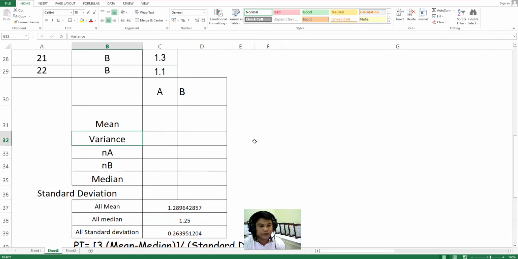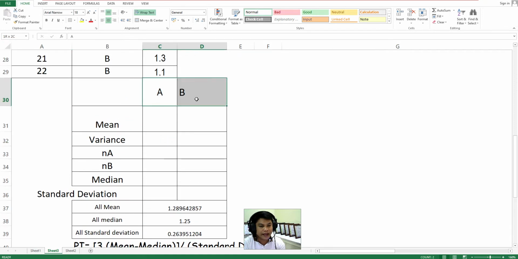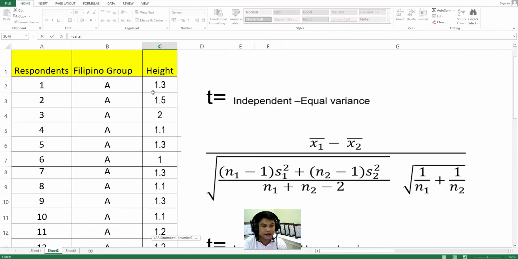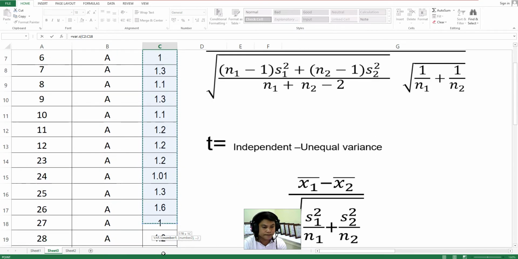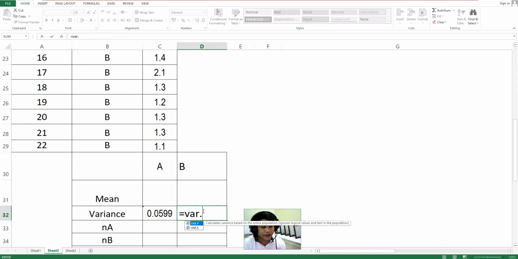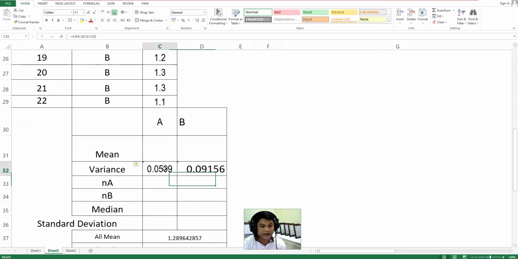So in other words, we have to get the variances of the groups. This is group A and this is group B. So first you have to get the variance, so equals VAR.S, because it's a sample. So you highlight the variance for group A. So you go to the data, group A. Okay, there. Enter. And then you have equals VAR.S for group B. So you highlight group B. There. Enter. So in this case, we already have the variance for group A and the variance for group B.